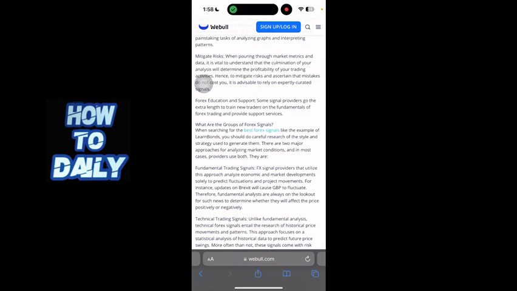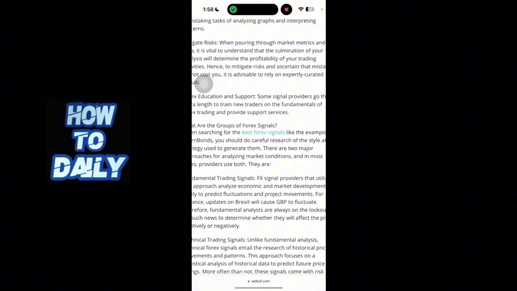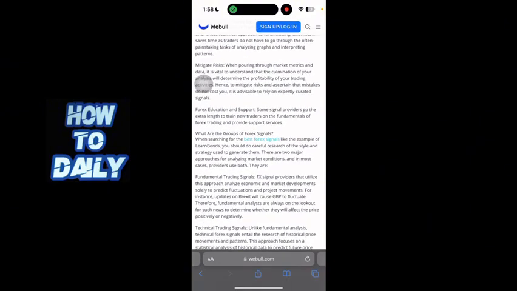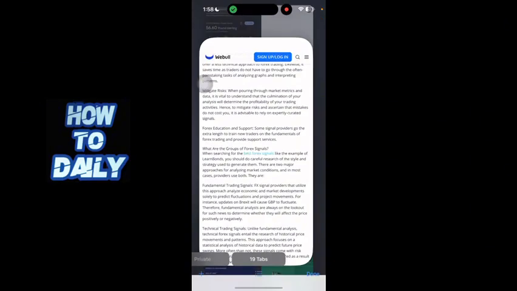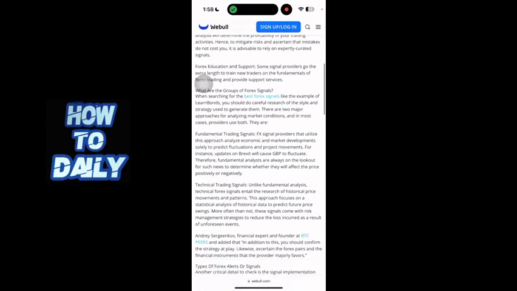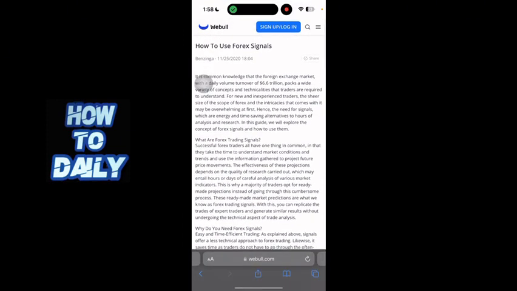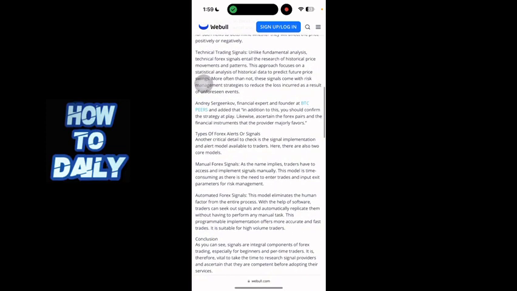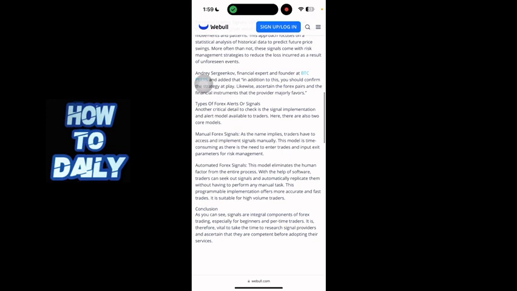You should do careful research of the style and strategy to use to generate them. There are two major approaches for analyzing market conditions. You can read all of this. Just type on Google how to use forex signals Webull and it will give you this article. It's an official article. I suggest you guys read this.